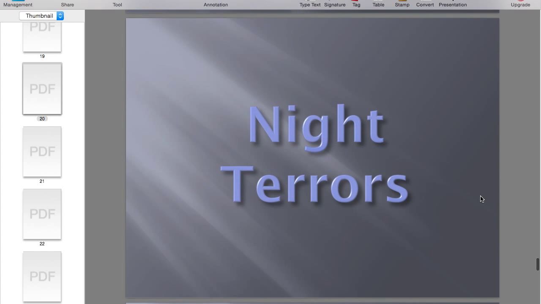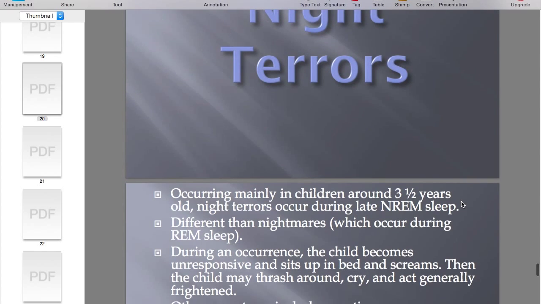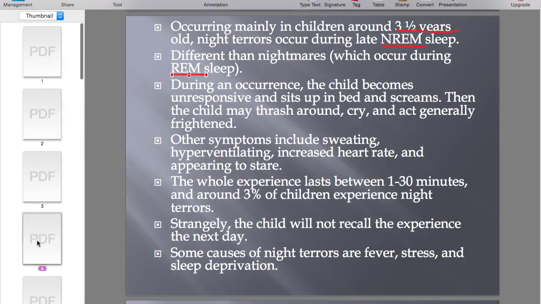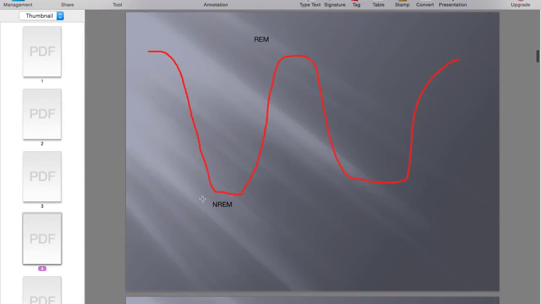Night terrors is the final sleep disorder I'm going to talk about. Mainly among young children, around 3.5 years old, they occur during late NREM sleep. And they're not nightmares. They're two separate things, because nightmares occur during REM. Go back to the chart we talked about. Night terrors occur during late NREM, so like right here during the deep sleep, whereas nightmares occur during REM, so up here in the light sleep.